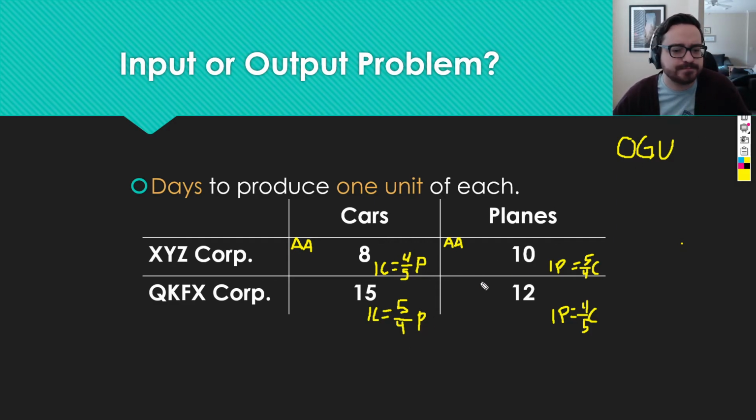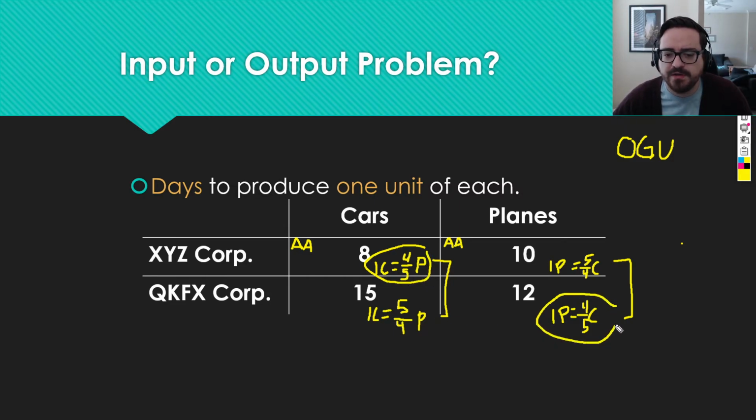Okay. So 4/5, 5/4, 5/4, 4/5. Oh boy. So I'm just comparing these two and these two. Luckily for me, I can tell both times that 4/5 is less than 5/4, because 4/5 is less than 1, and 5/4 is greater than 1. So that would tell me that XYZ has the comparative advantage in the production of cars.